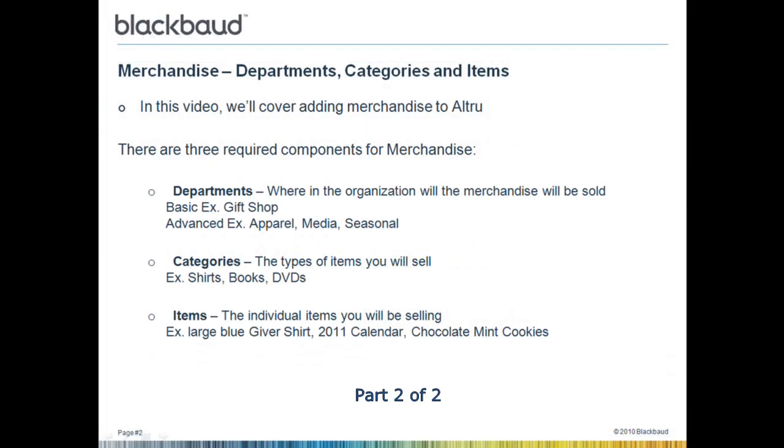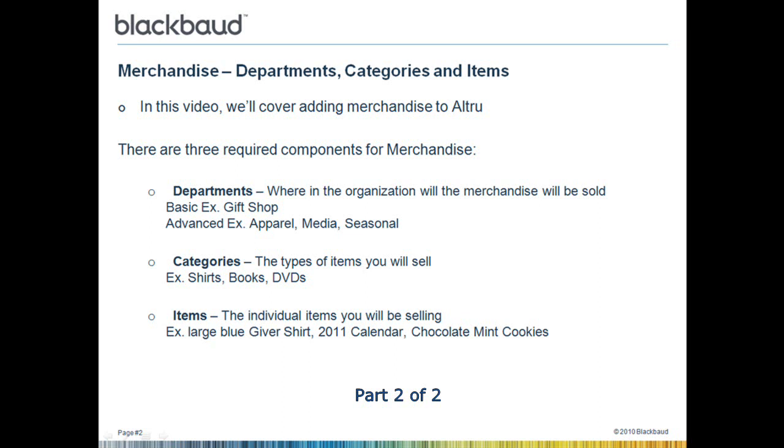In this video, we'll cover adding merchandise departments, categories, and the individual items. This is the second step in adding merchandise to Altru. The first step was creating vendor records for the suppliers of the merchandise, which we covered in the previous video, adding and searching for vendor records.